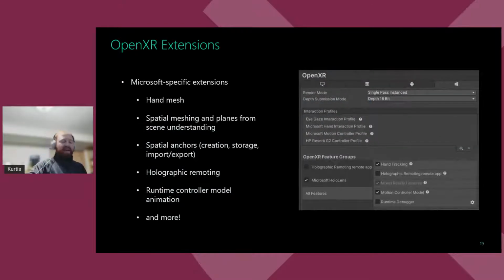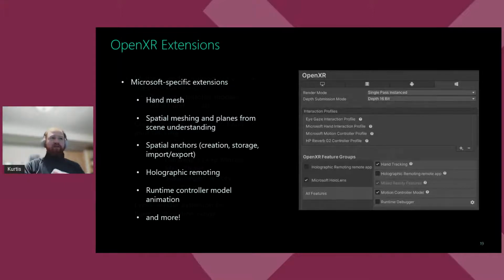Let's see. So in the mixed reality OpenXR plugin, the set of features we ship is a combo of Microsoft specific extensions for things like the hand tracking mesh, spatial meshing, spatial anchors, holographic remoting, things you've come to expect from a device like the HoloLens.